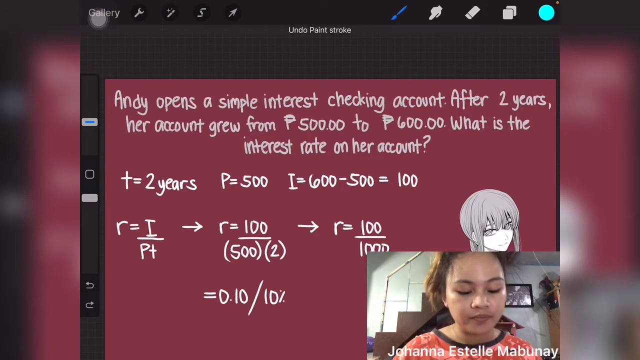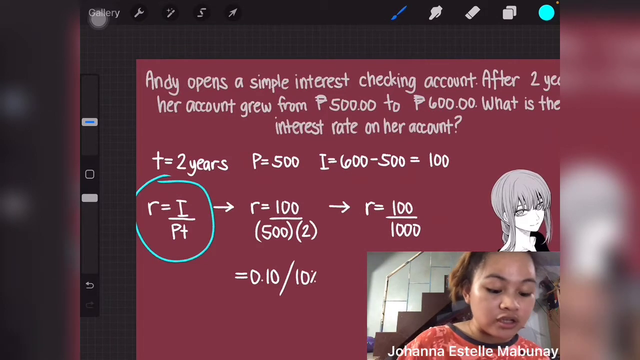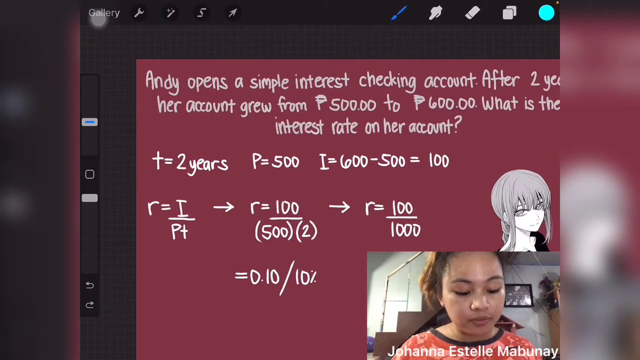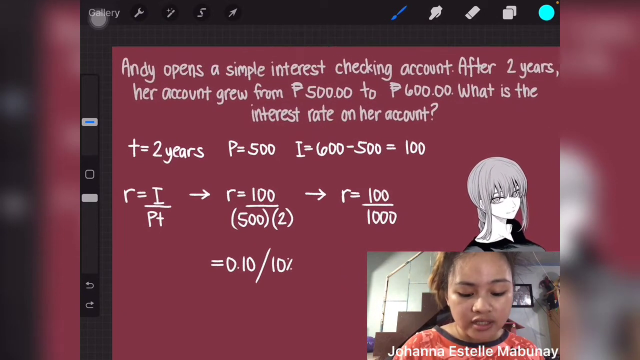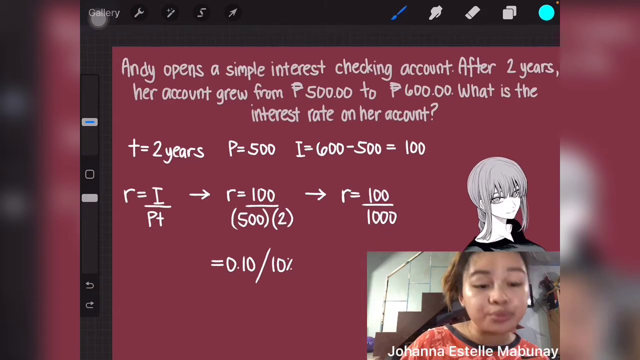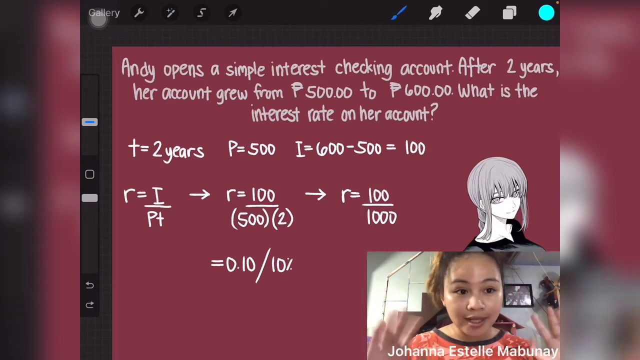That is our interest. So the formula we're going to be using is R is equal to interest divided by P and T. So we're going to input that, and then this is the inputted one. And then 500 times 2 is equal to 1,000. So 100 divided by 1,000 is equal to 0.10, which is 10% basically. And that's it. Now let's answer the sixth problem, and let's find the given from the problem.